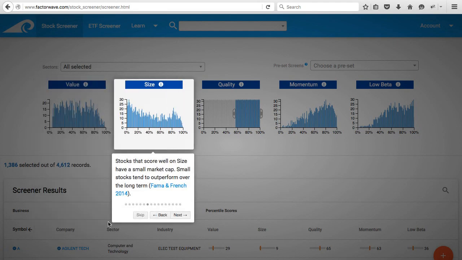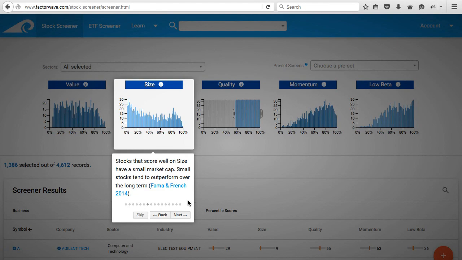The size factor is measured by a company's market capitalization. Small capitalization stocks have tended to do better than large cap stocks. This is an important concept. While all of these factors have been shown to produce outperformance, it's also true that they work better as a team rather than individually. For example, small cap stocks with high quality are a much better bet than small cap stocks that show low quality.